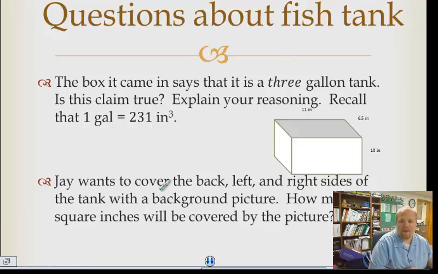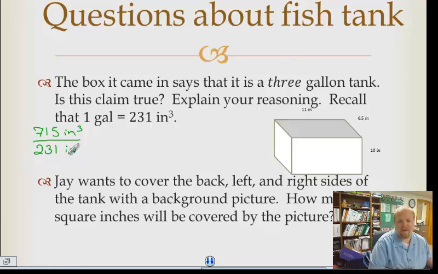Is this claim true? You need to remember that 1 gallon is going to equal 231 cubic inches. Well, we figured out from the previous problem that the volume of this fish tank is 715 cubic inches. That's how many cubic inches of water this fish tank holds. Well, how are you going to figure this out? Since I know 1 gallon equals 231 cubic inches, I'm going to simply divide.